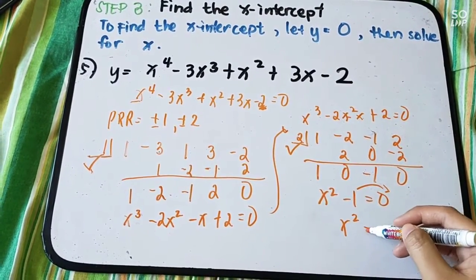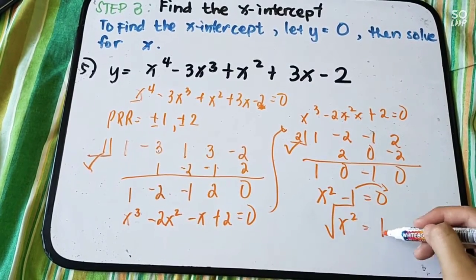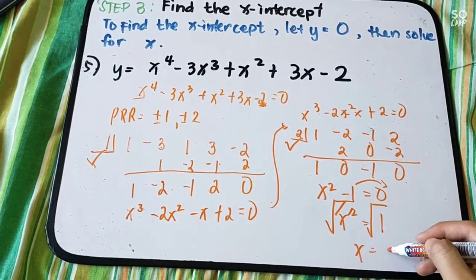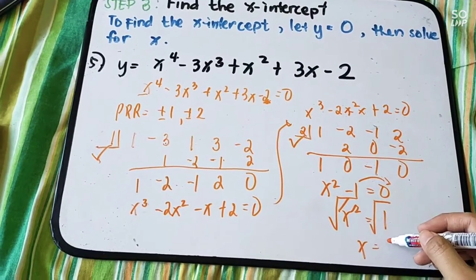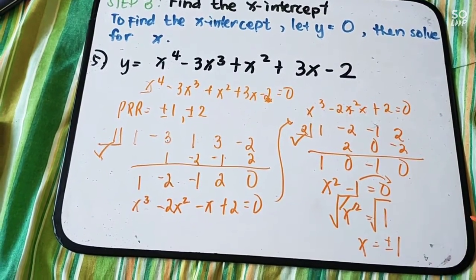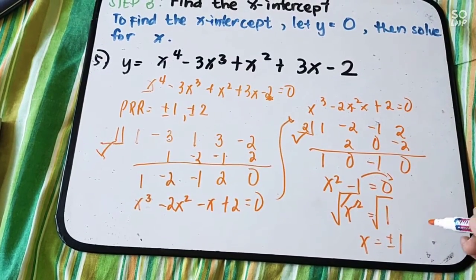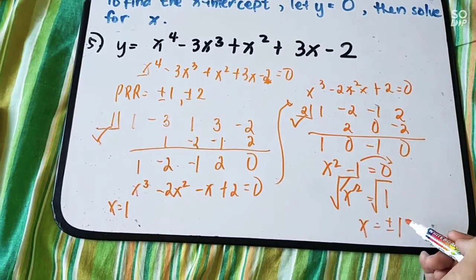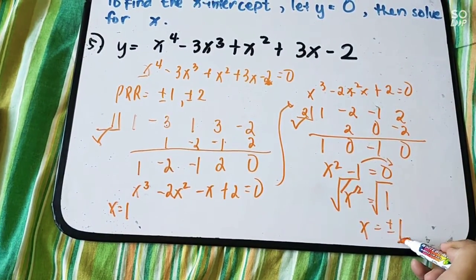So, x squared is equal to positive 1. Square root both sides. Cancel the x squared, so x is the square root, positive and negative 1. So, our x's are, we have x equals 1. How many 1s? Two. Okay?